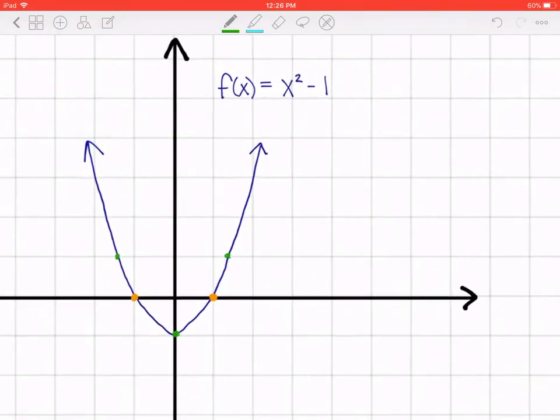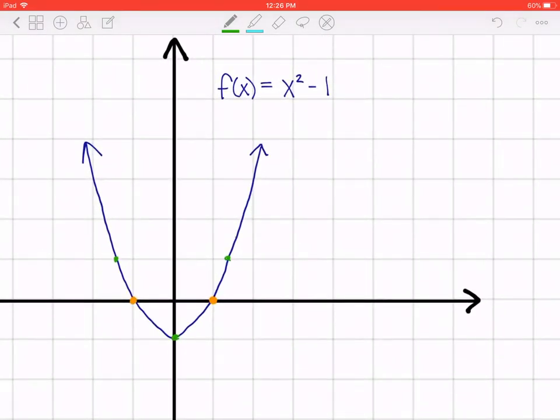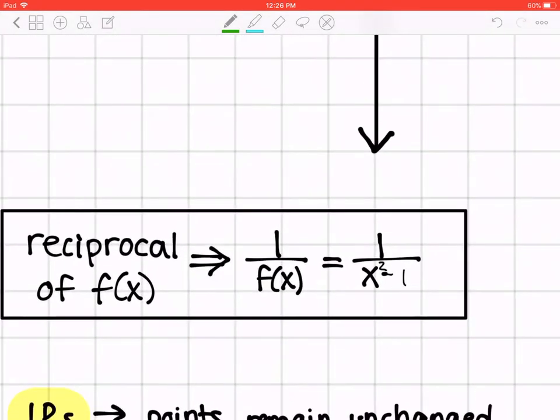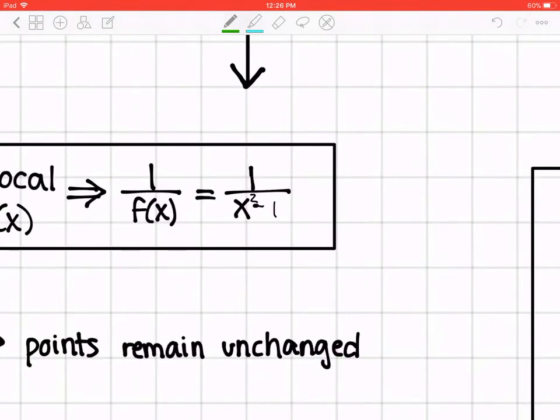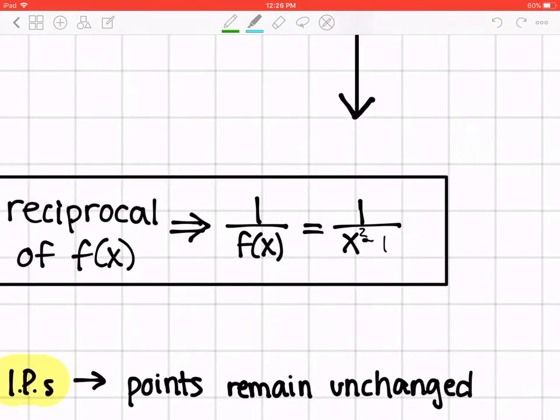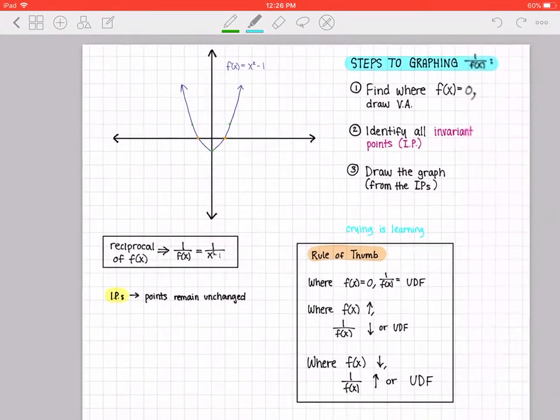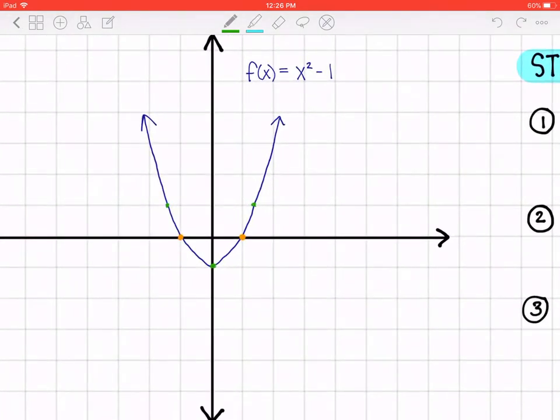So let's take a look at this function, f(x) = x² − 1. We are going to graph the reciprocal function of this graph. But before we can graph the reciprocal, we need to know the equation. And this is really easy, because the equation for the reciprocal function of x² − 1 is simply 1 over x² − 1. That's because the reciprocal of any function f(x) is 1 over f(x). So now that we know the equation, we can start to graph our reciprocal function.